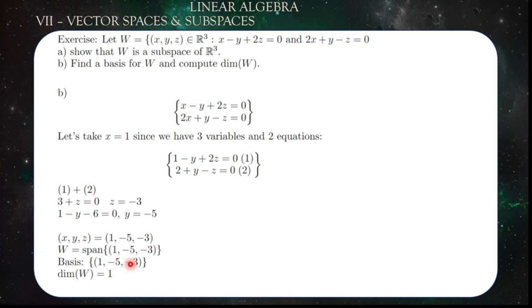And this is also the basis. The basis is this unique vector, (1, -5, -3). W is equal to the span of (1, -5, -3). And the dimension is the number of these basis vectors that we've gotten that are unique. The dimension of W is equal to 1, since we only have one vector.